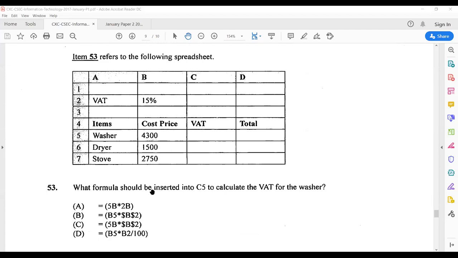All right, we have another question on spreadsheets. Okay, what formula should be inserted into C5 to calculate the VAT for the washer? Okay, so you have some items, you have price, VAT column and total, and you have a VAT definition, and they're asking what formula should be inserted into C5 to calculate the VAT for the washer. Okay, anybody else wants to answer?